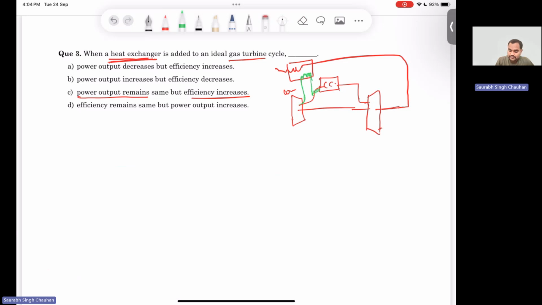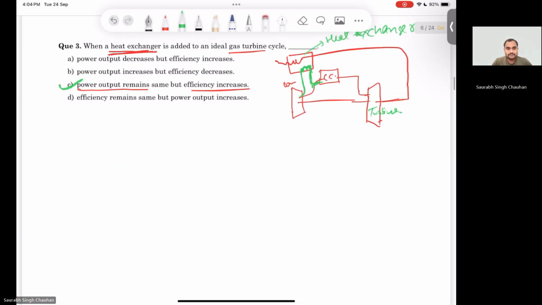Before passing into the combustion chamber, these gases will go into the heat exchanger. So they will get some heat from the heat of this exhaust gas from the turbine. This is the heat exchanger. So part C is the correct option. I hope this is clear, and we can move to question number 4.